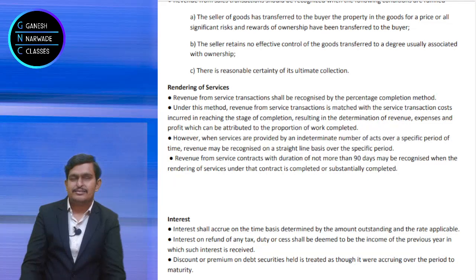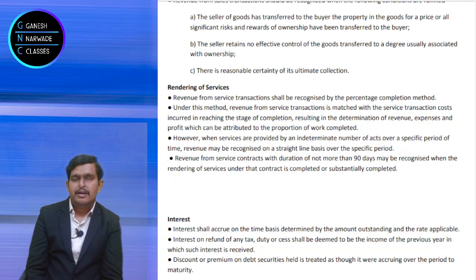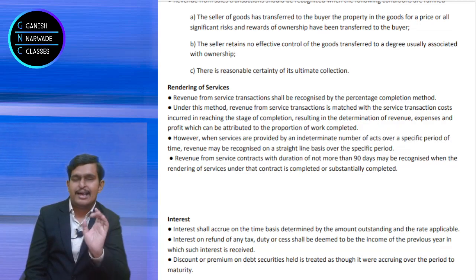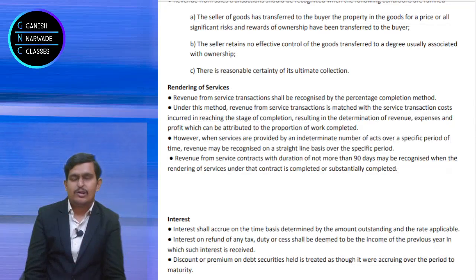Now come to interest. Interest related income. Suppose, for example, I took a bank loan of 1 crore. I am paying 6% interest. So how much is the interest per annum? 6 lakhs. So 6 lakhs is the interest income per annum for the bank. So 6 lakhs means how much per month? Sir, 50,000 per month. So 50,000 is the income per month for the bank. So interest of 50,000 will be considered as income for the bank. Okay, this is on a time basis, no doubt about it.